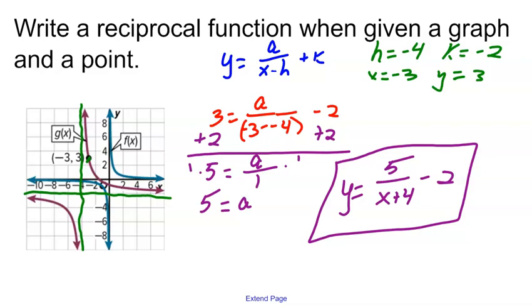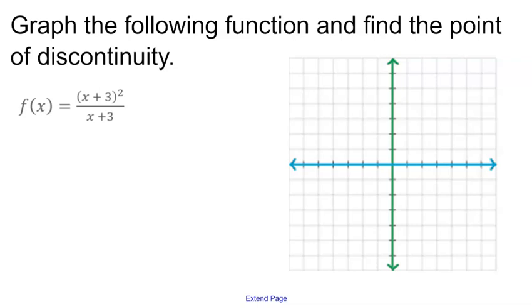Moving on to our next example. Our next example is referring to graphing the following function, f of x equaling x plus 3 squared divided by x plus 3, and then we're going to find the point of discontinuity. So in order to do this, we will still find our asymptote, but the first thing I'm going to do is break apart my numerator. So this is really x plus 3 times x plus 3.